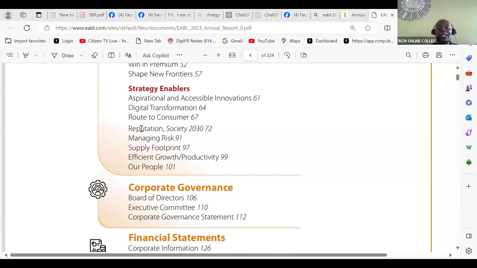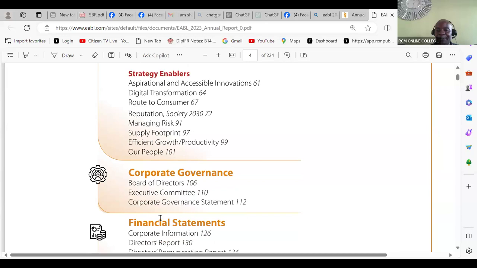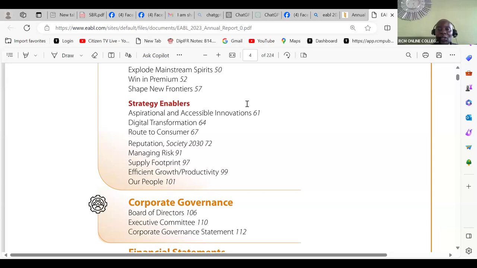Now, this is an integrated report of EABL. You can see, for example, they have strategy enablers: aspirational and accessible innovations, digital transformation, route to consumer, reputation, society, managing risk, supply footprint, our people. Then they have something they are calling corporate governance. They have the board of directors, executive committee, corporate governance statement. So I would want us to go to page 106, where they are talking about the board of directors.